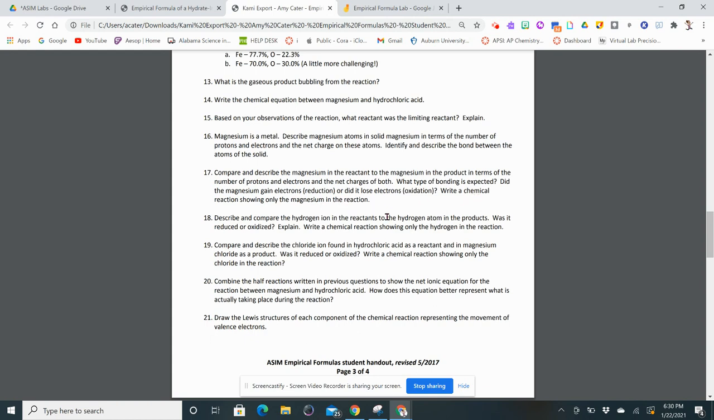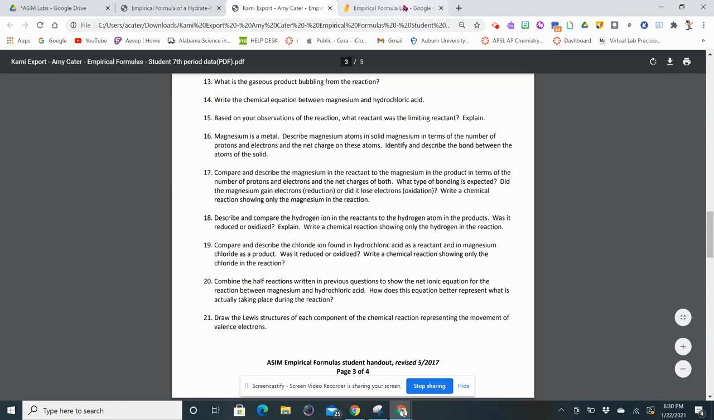Did the magnesium gain electrons or lose electrons? So it went from being magnesium to being magnesium 2+. Is that gaining electrons? Is that losing electrons? Write a chemical reaction showing only the magnesium in the reaction.